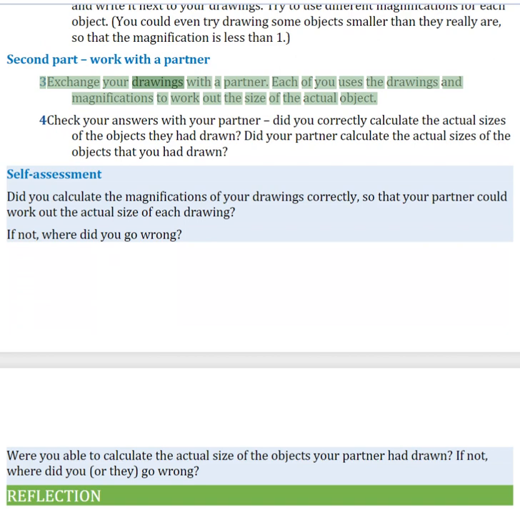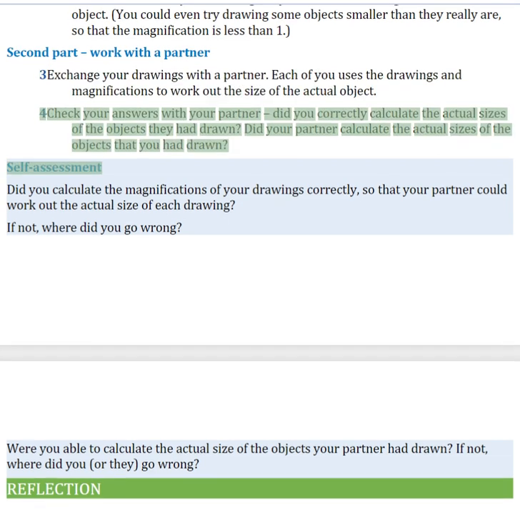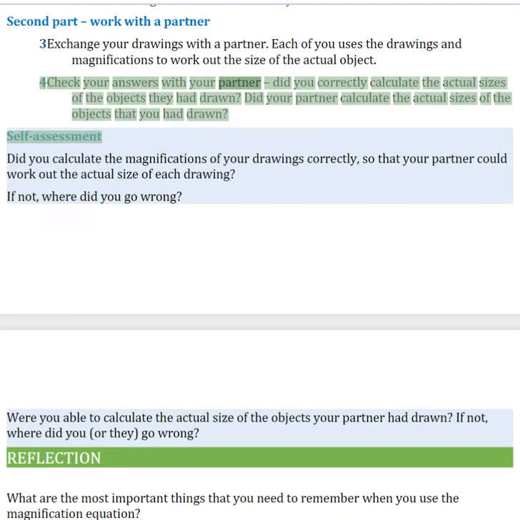3. Exchange your drawings with a partner. Each of you uses the drawings and magnifications to work out the size of the actual object. 4. Check your answers with your partner. Did you correctly calculate the actual sizes of the objects they had drawn? Did your partner calculate the actual sizes of the objects that you had drawn?